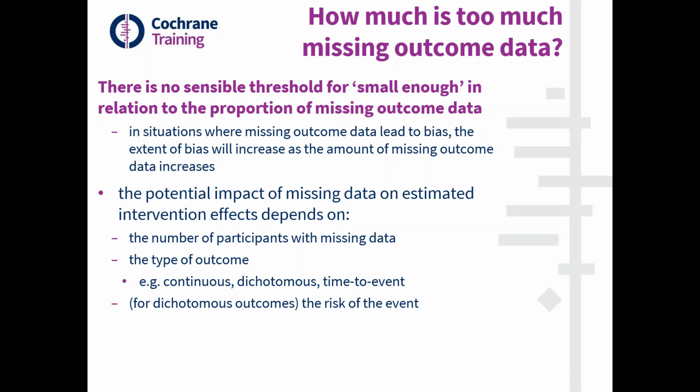Yes, the number of participants with missing data is important, but so are other things. Issues are different for different types of outcomes. For example, continuous outcomes are usually more robust to missing data than dichotomous outcomes can be. When we're looking at dichotomous outcomes, the risk of the event is really very important in the potential impact of missing data. So even 5% missing data for a rare event could have a dramatic impact on the effect of the intervention as estimated by the trial.